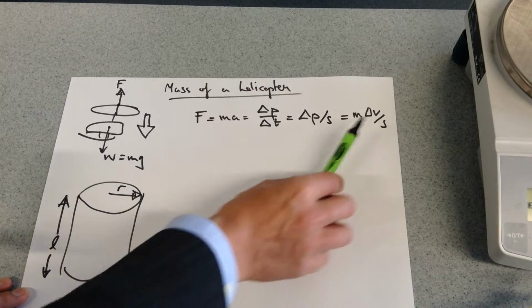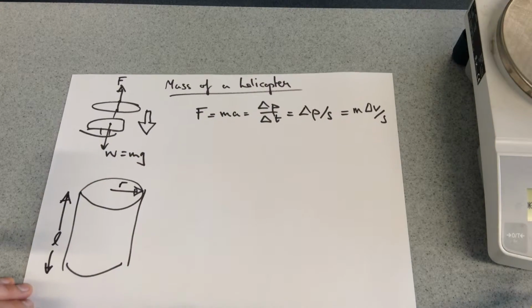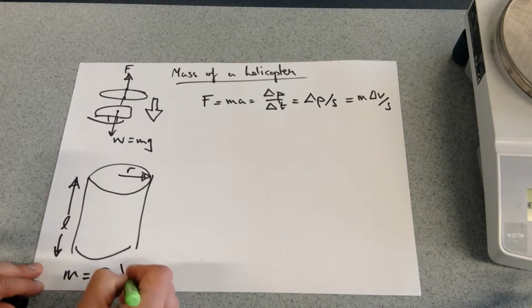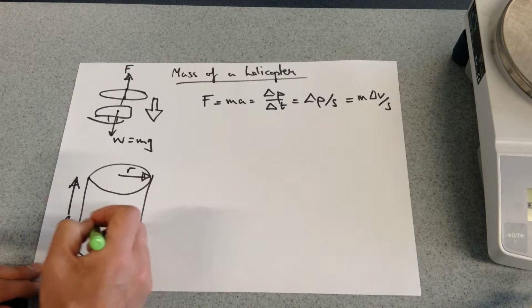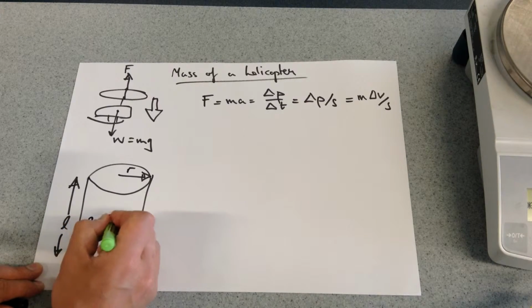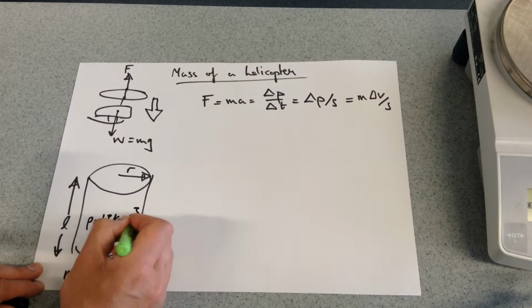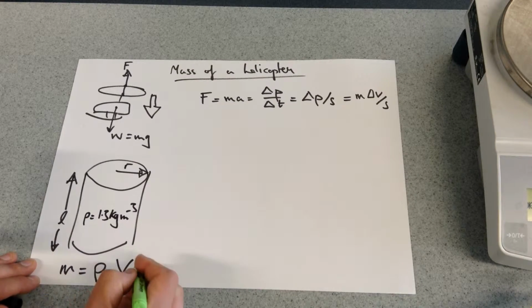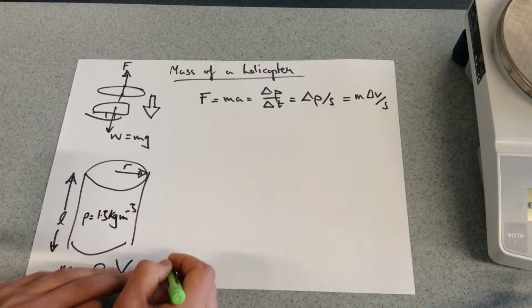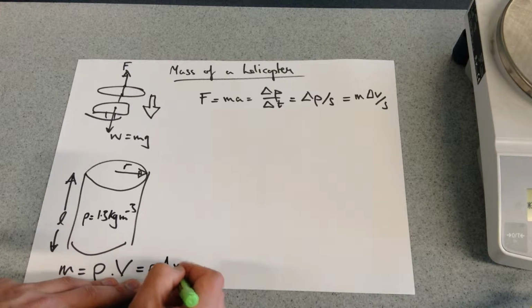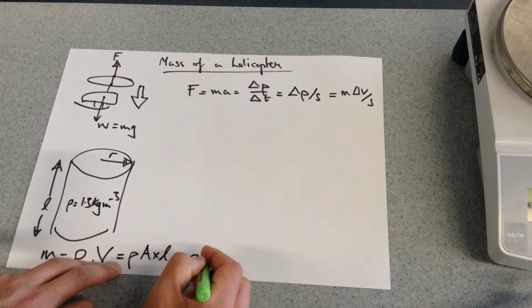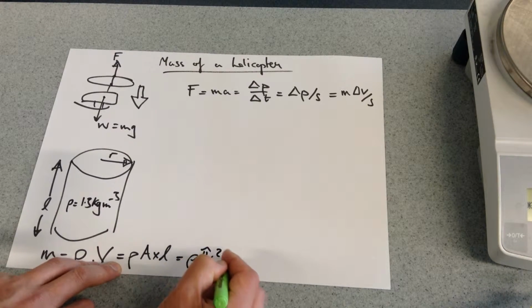Remember, we're trying to work out the mass of air. So the mass is going to be the density times the volume. The density of air, we know, is 1.3 kilograms per meter cubed. Now, what's the volume? The volume is going to be the area multiplied by the length, and the area is pi r squared, so the volume is pi r squared times the length.